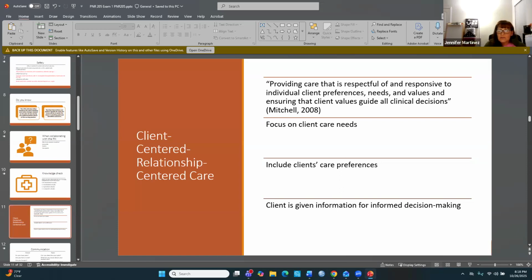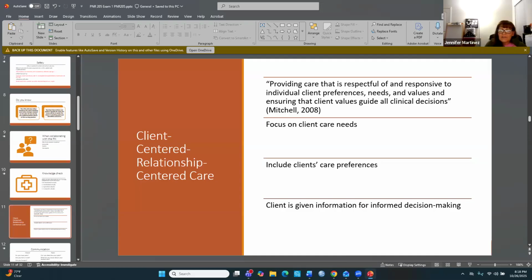So we're going to focus on the client's needs, right? What are the client's individualized needs that we need to incorporate into their care? Also want to look at client preferences. Client preferences could even be things like their food preferences, their spiritual needs, their cultural needs, right? We're incorporating everything within that plan of care. And the client is given information for informed decision making.